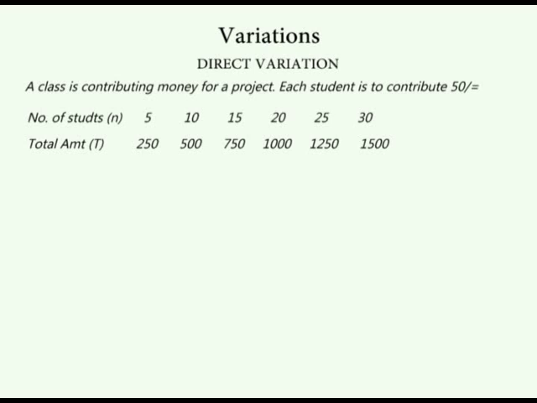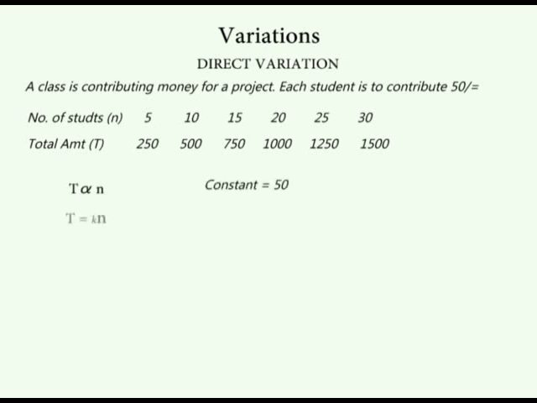In this case, as the number of students increases, the amount increases as well. Two variables are said to have a direct proportion if an increase in one results in a proportional increase in the other, and vice versa. If the number of students is represented by n and the total amount by t, then t is proportional to n. In this case, n and t are changing, but something is not changing: the contribution per student, which remains 50 shillings. And so 50 is our constant of proportionality.